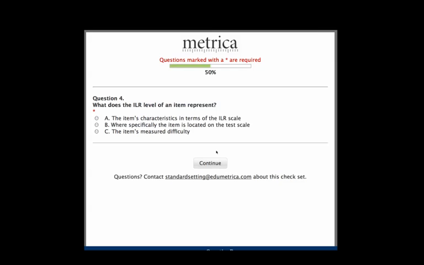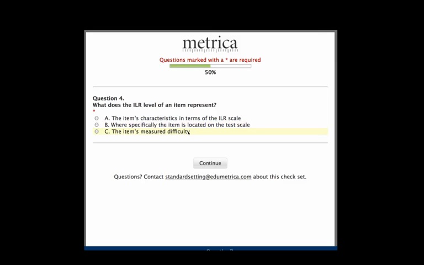Question 4 is about the ILR level of an item. In round 2, you were presented with ILR level information about an item. So what does the ILR level of an item represent? Well, there are three choices here. The first is the item's characteristics in terms of the ILR scale, where specifically the item is located on the test scale, and the item's measured difficulty.